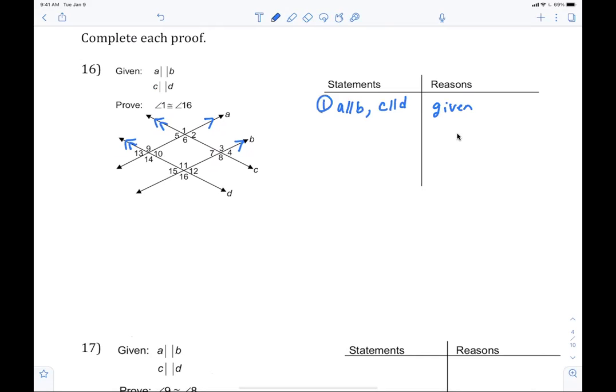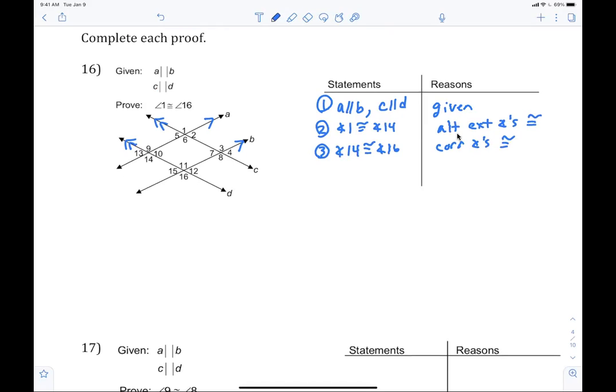I did angle 1 is congruent to angle 14. So she said right off the bat, angle 1 is congruent to angle 14, because alternate exterior angles are congruent. And then I did angle 14 is congruent to angle 16, because the lines are parallel, corresponding angles are congruent. And then I did angle 1 is congruent to angle 16 by transitivity.